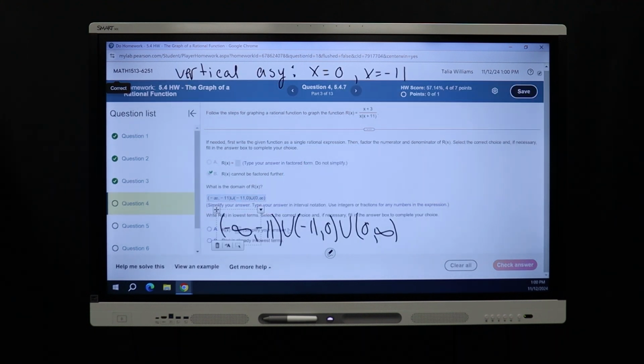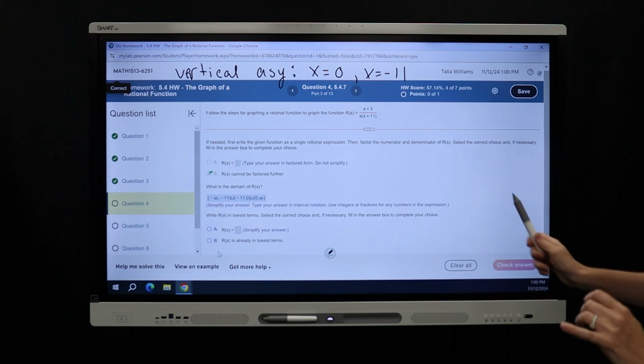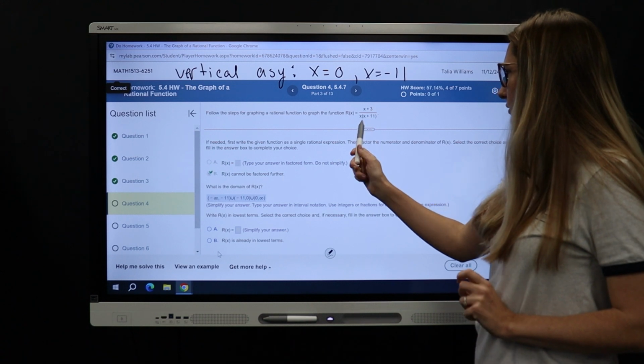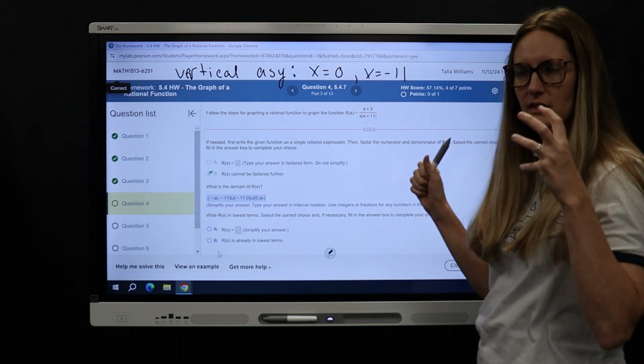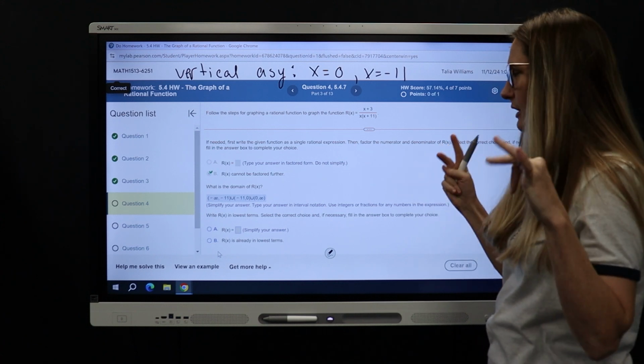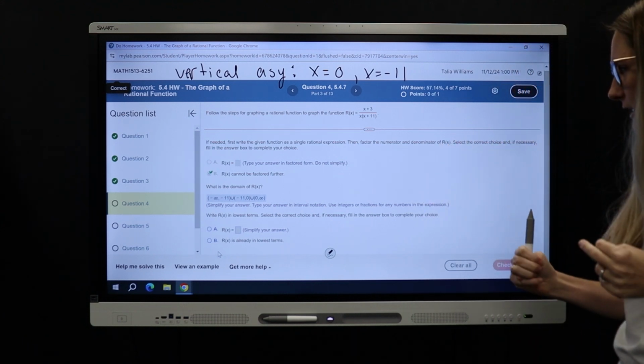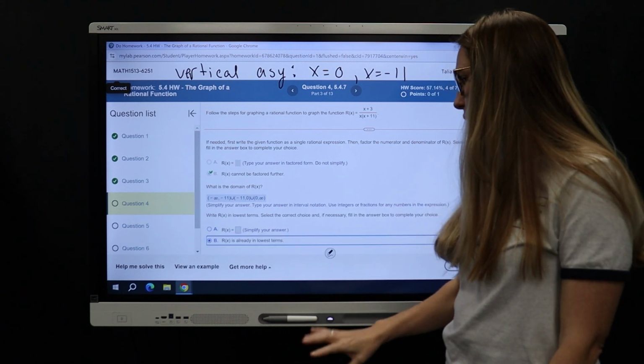Okay. Right here they ask about lowest terms. Lowest terms would be if this one was x plus 11 up here, or if it was x times this, and I could cancel out. If something was the exact same in the numerator and denominator, we could simplify it. We can't.